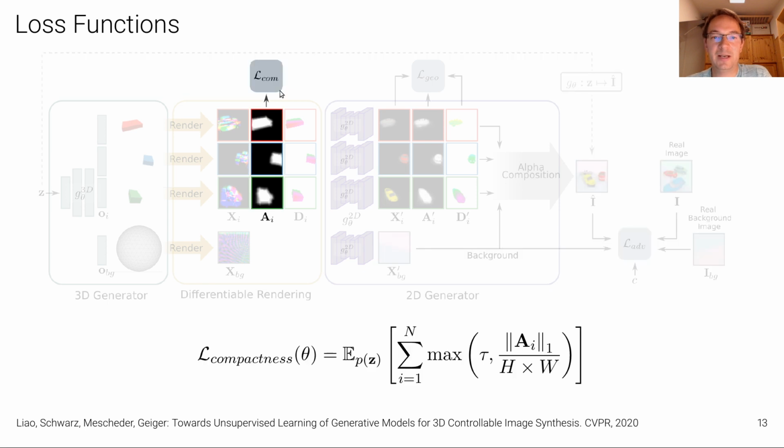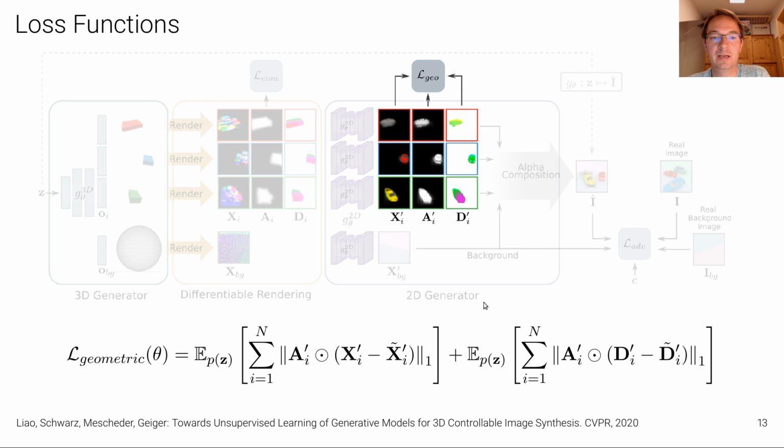We also have a compactness loss that tries to minimize the area of the alpha map, that tries to minimize the size of the object, because otherwise the object is unconstrained, and again, parts of the object could be rendered as foreground that are actually part of the background. In order to do so, we simply minimize the expectation over the latent code C of the L1 norm of the alpha map to turn as many pixels as possible to black.